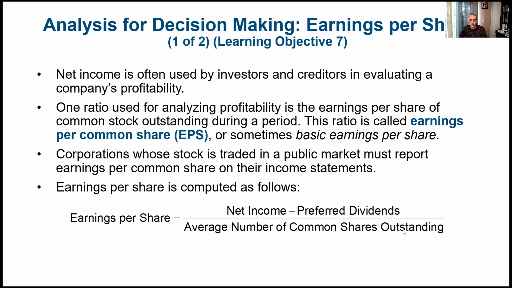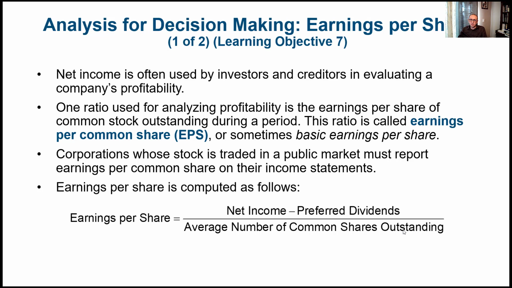Corporations whose stock is traded in a public market must report earnings per common share on their income statement. It's a requirement. So publicly traded companies have to present this measure on their financial statements. Earnings per share is computed as follows. It's very simple. You take net income from the income statement minus the amount of preferred dividends, if the company had preferred stock, because we have to deduct the preferred dividends from the net income, and then we divide that by the average number of common shares outstanding.